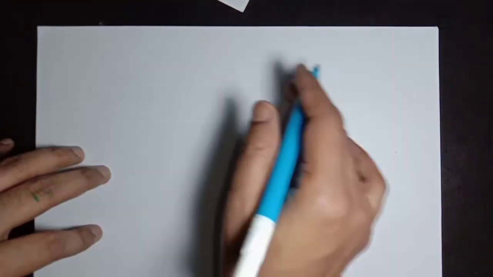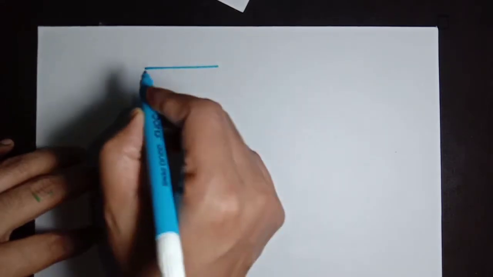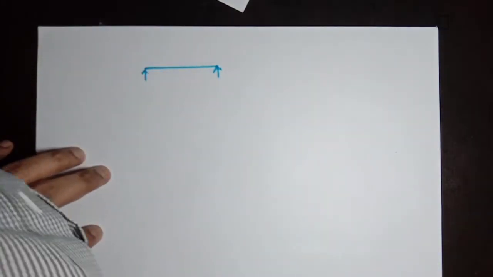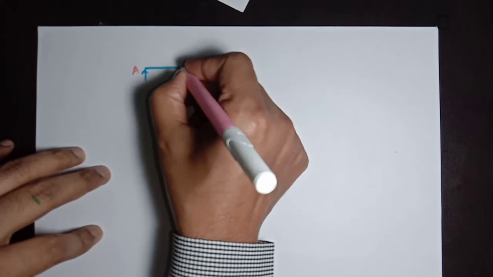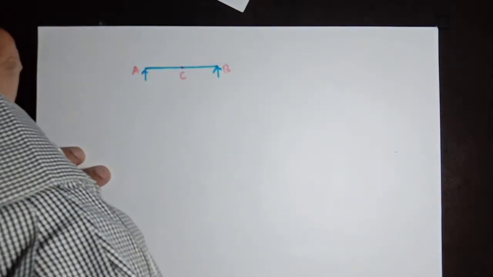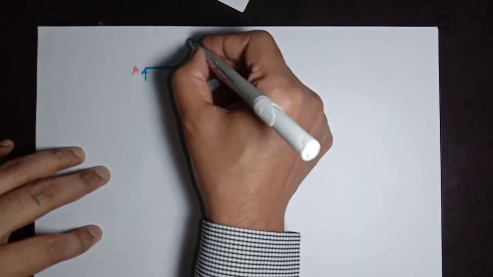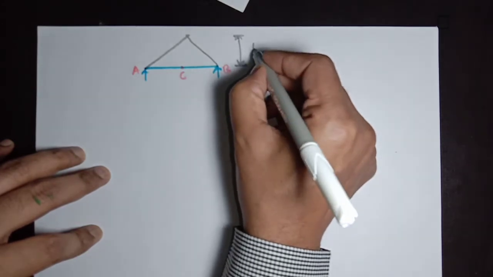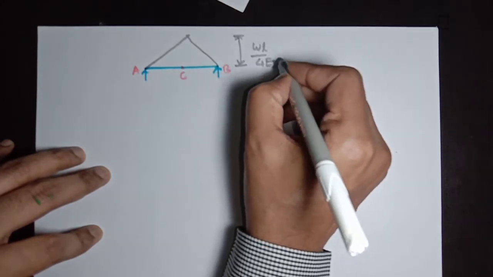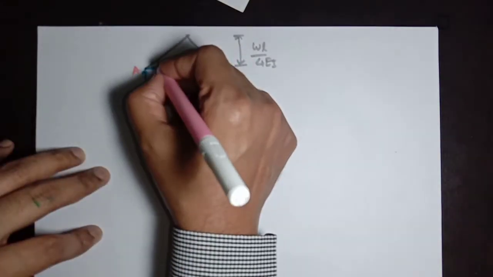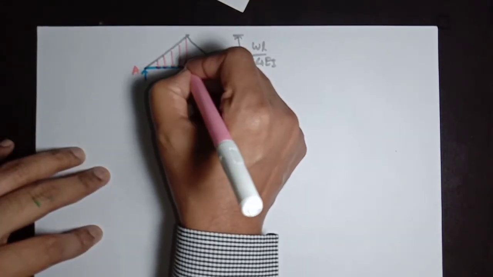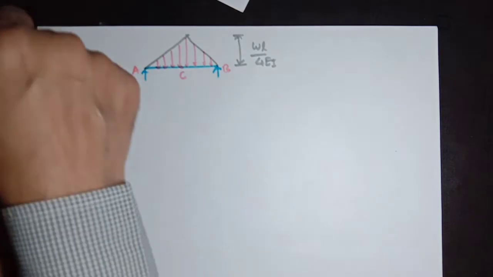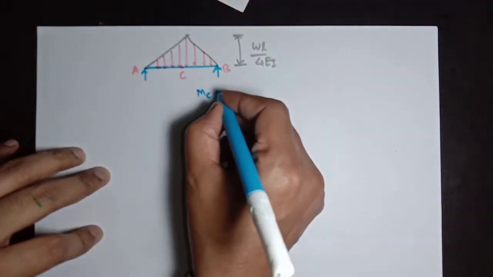The conjugate beam which we have found here with the complete loading diagram: this is support A, this is support B, and there is a point C, which has a maximum value of WL divided by 4EI, and this is subjected to a triangular loading of this pattern. So here we need to find MC, the bending moment at C.